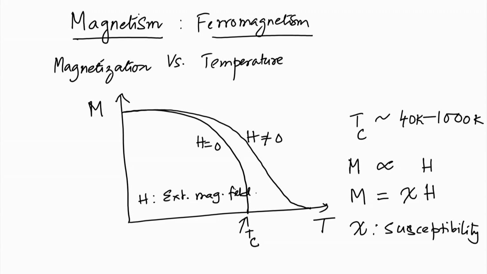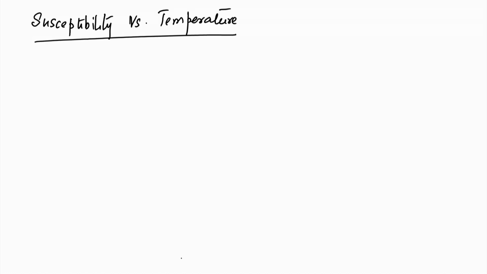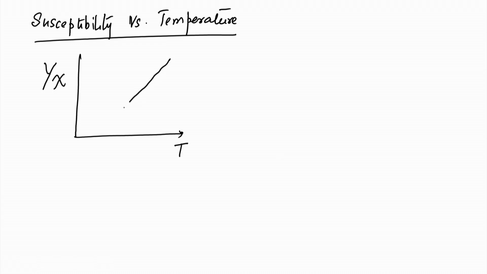Now, let us look at how the susceptibility, which is an important measure of magnetization, behaves with temperature. So, susceptibility versus temperature. We can have a 1 over chi plot versus T, which simply looks like a straight line like this, which can be represented by a formula C divided by T minus theta, where C is a constant, T is the temperature and theta is some characteristic temperature, which we are going to list out in a while.